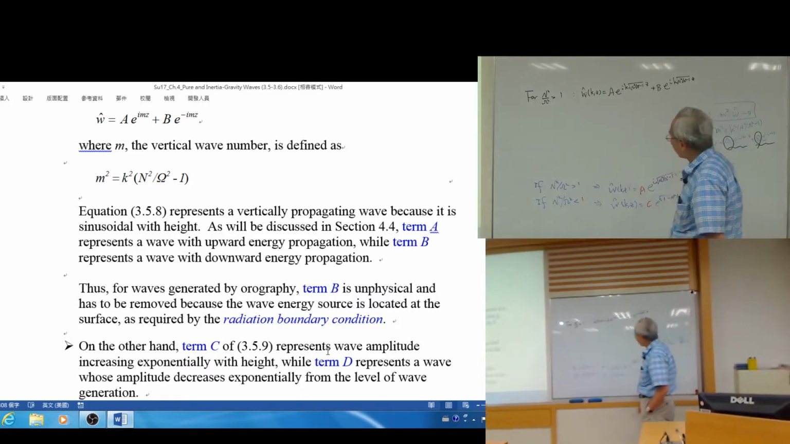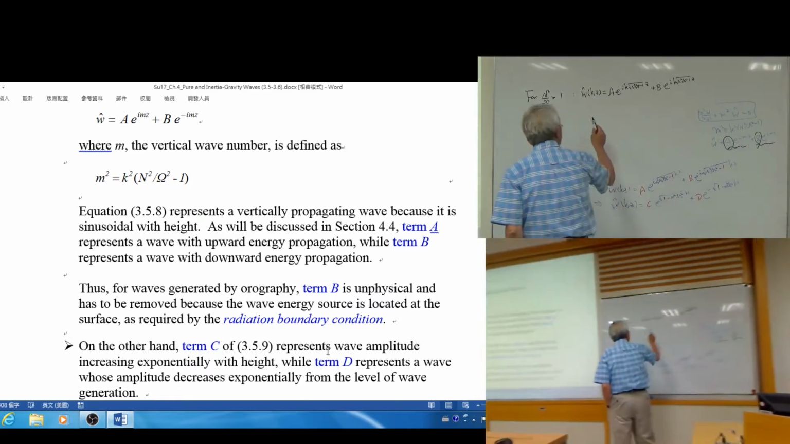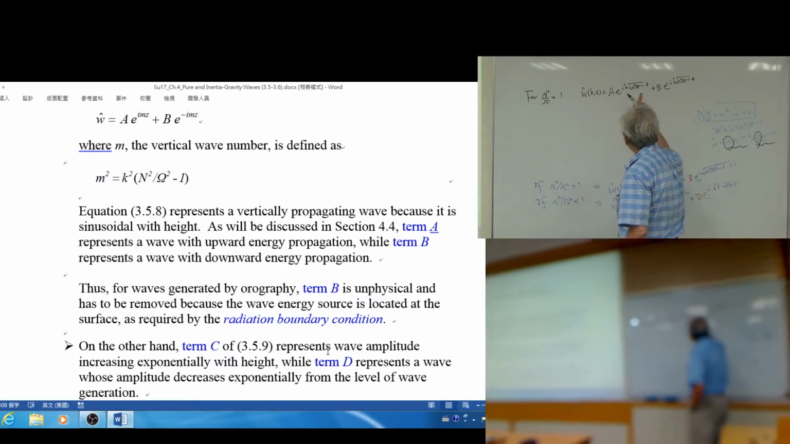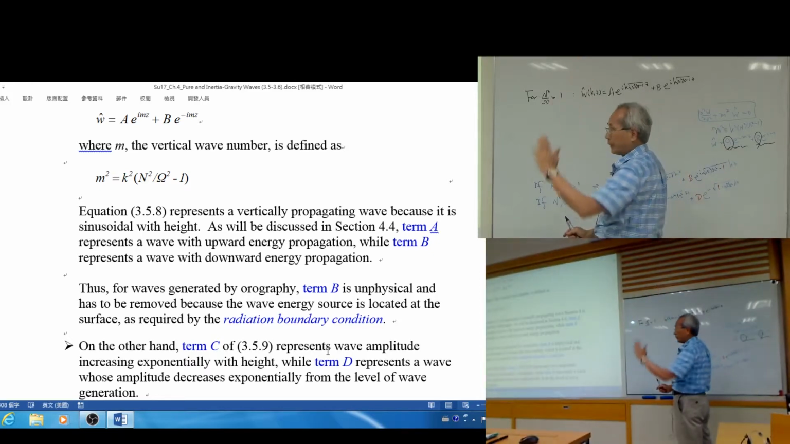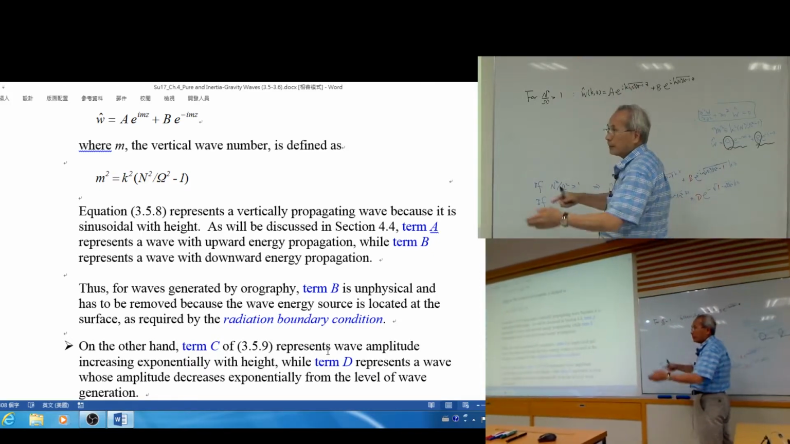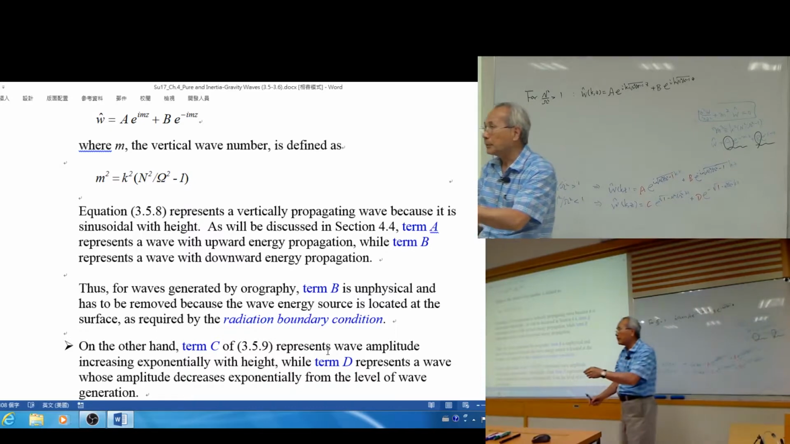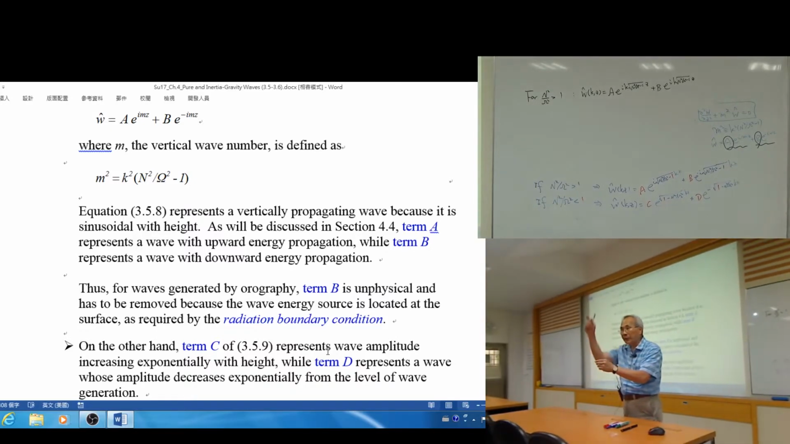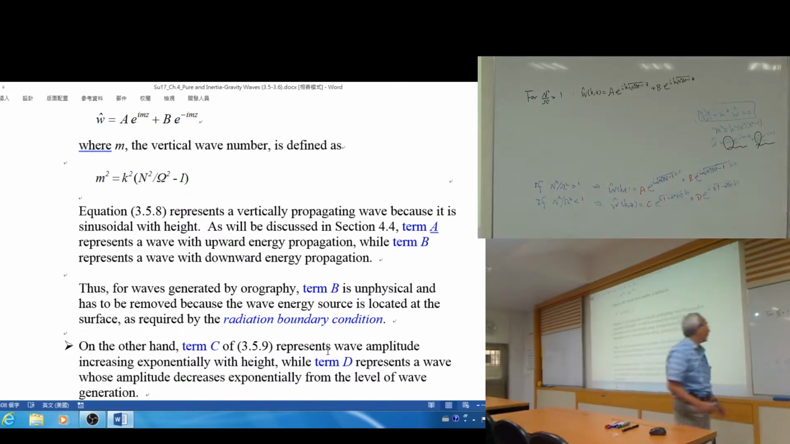Okay, so for this one, this is a real number, right? So that means in the height direction, in the G direction, we have the sinusoidal disturbance. Okay, because we have sine, cosine of G in the vertical.